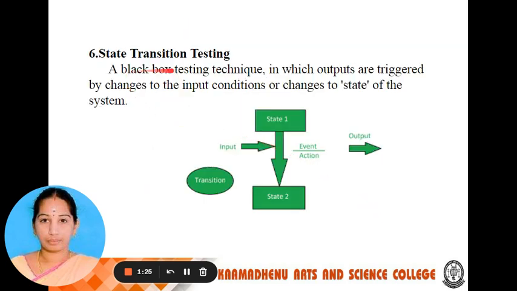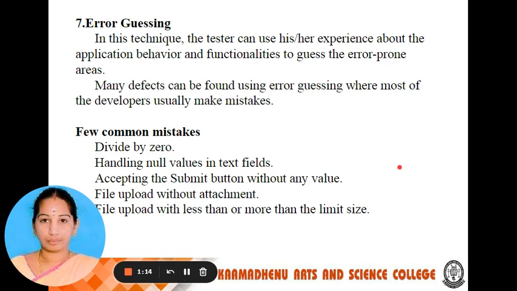Next one is state transition testing. The state of a system will be changed based on the input. Next one is error guessing. We all make mistakes in our daily life. We need to test the behavior and functionality of a system against these common mistakes.